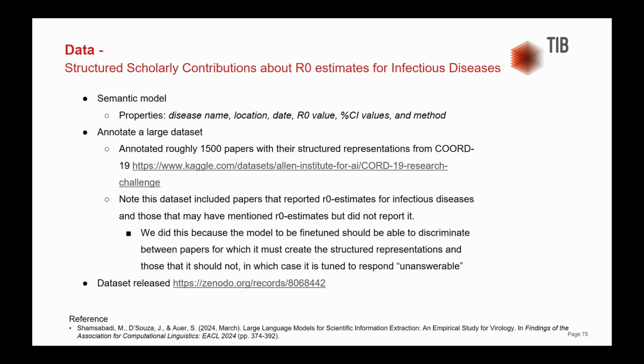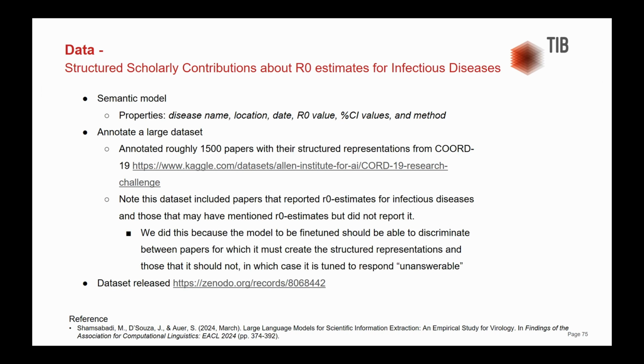Then we went ahead and annotated a large data set. This was roughly 1,500 papers from the CORD-19 corpus. One thing I need to mention is that the original R0 estimate comparison was created only for COVID-19, of course, but with this objective, we wanted to generalize to all infectious diseases and not just COVID-19.